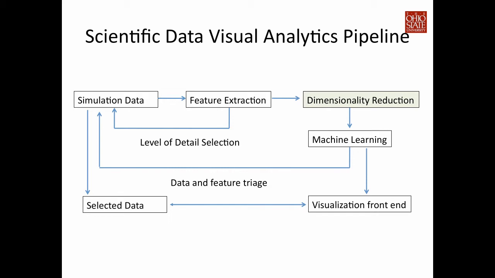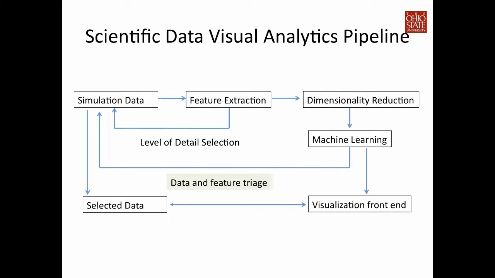For example, multi-dimensional scaling, or MDS. Those simplified feature vectors, we can feed into a machine learning process to determine what features are more important, and then determine what data in the entire domain are more important.